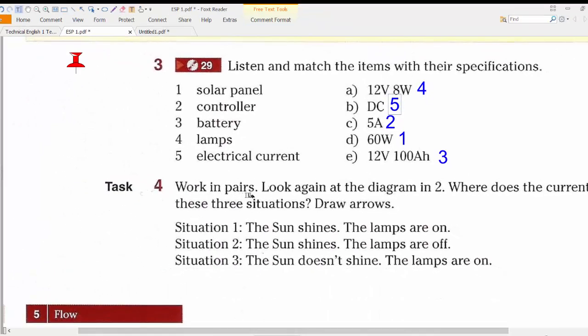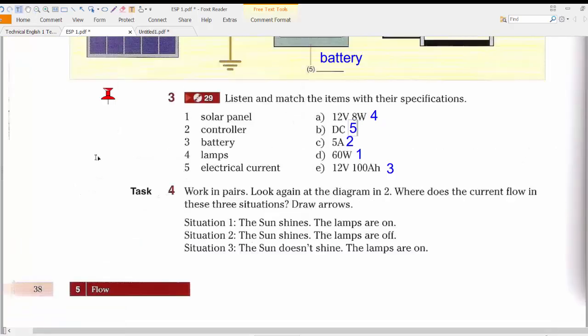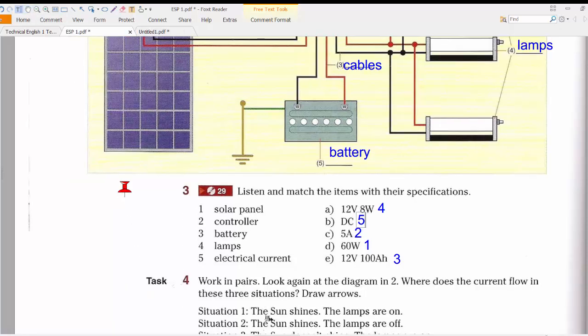4. Work in pairs. Look again at the diagram in 2. Where does the current flow in these 3 situations? الحالات الثلاث. Draw arrows. Situation 1. The sun shines. The lamps are on.